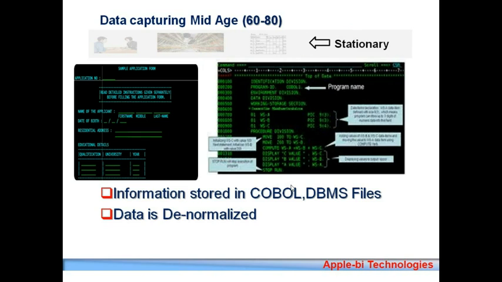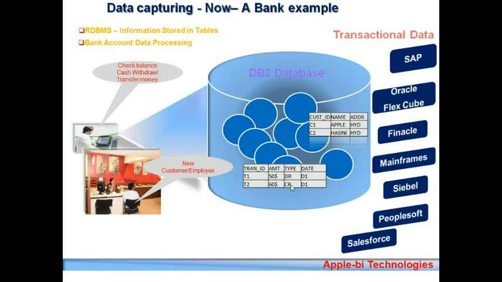Okay, so in the old days we used to do it manually, with notebooks, papers, and then we used mainframes, dBase, COBOL and all that, and this is the current age. When you go to an ATM machine, when you go to any bank, when I say transaction it means opening an account, checking my balance, fund transfer. These are all transactional only.